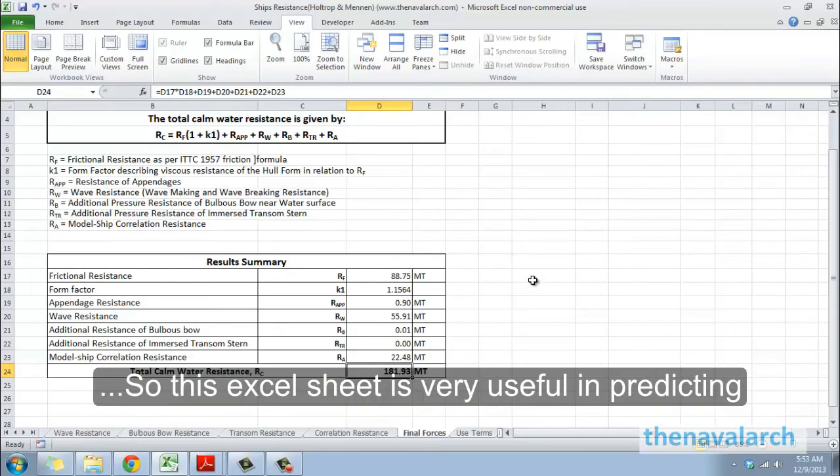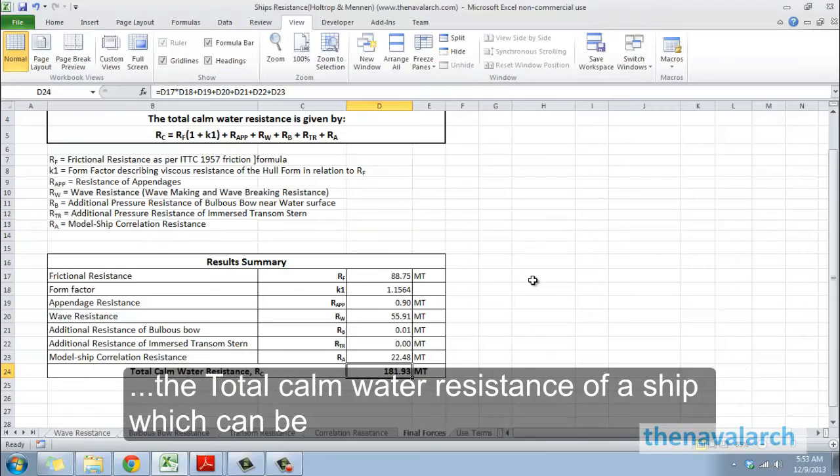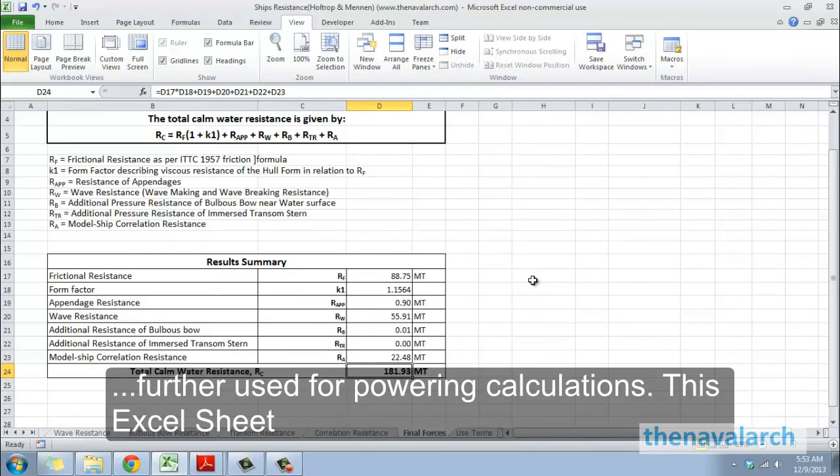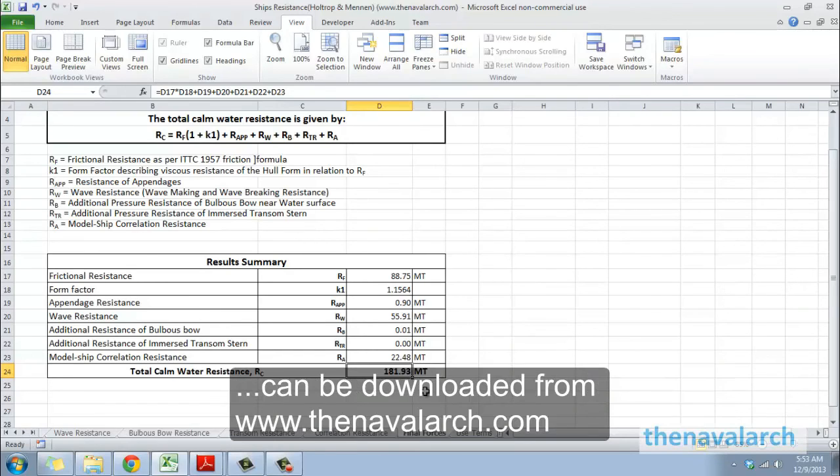This Excel sheet is very useful in predicting the total calm water resistance of a ship, which can be further used for powering calculations. This Excel sheet can be downloaded from thenavalark.com.